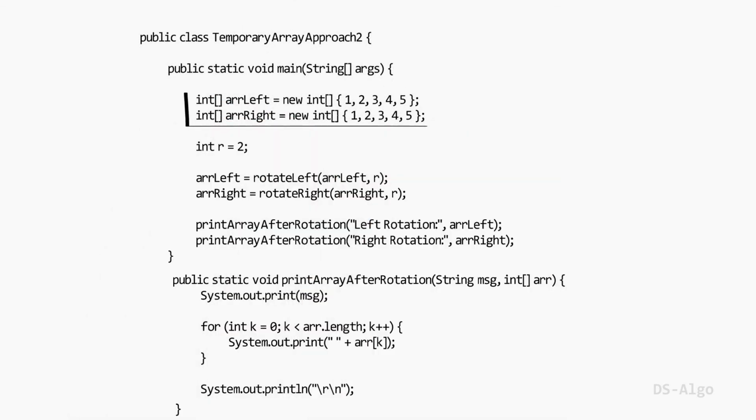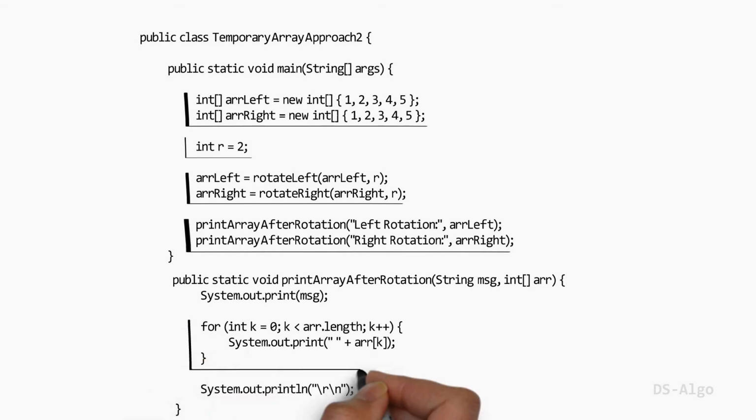These are the two arrays on which we have to perform the array rotation towards left and right. The rotation count is 2. These are the function calls to the actual implementation of the algorithm, assigning the result array to its initial array. This function is used to print the array after rotation. This for loop prints each array's element one by one.